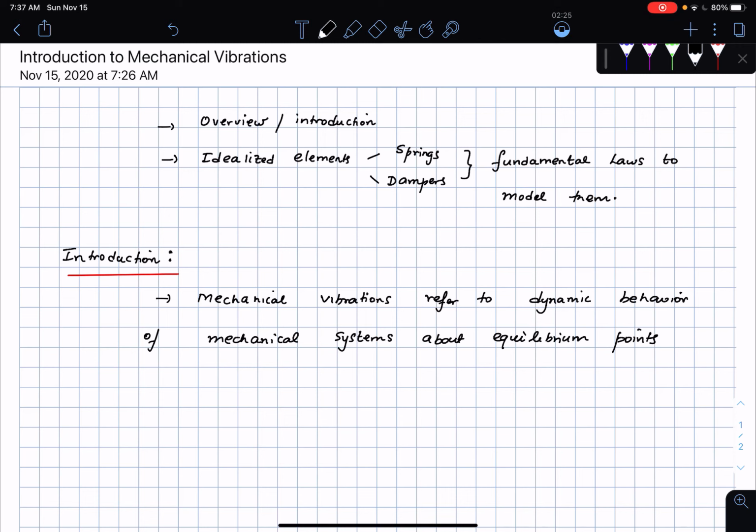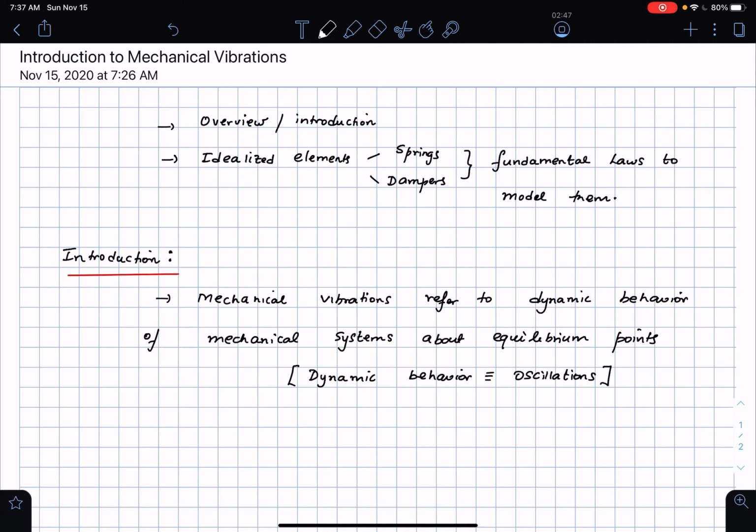This dynamic behavior is typically also called oscillatory or vibratory motion. So in this case, the dynamic behavior that we are interested in studying is the oscillatory motion.